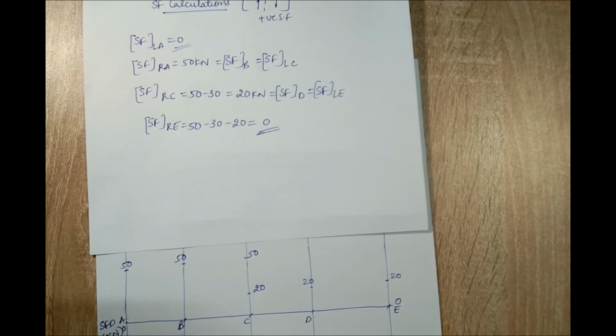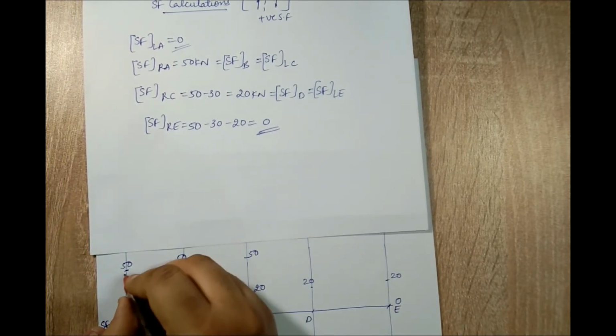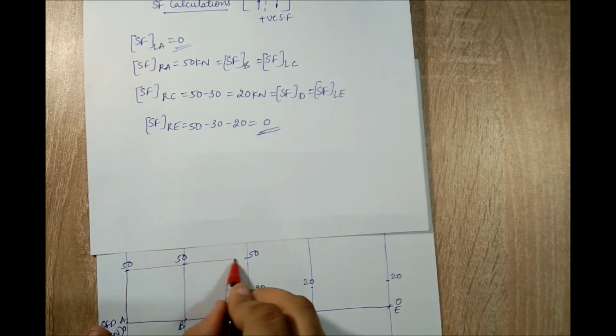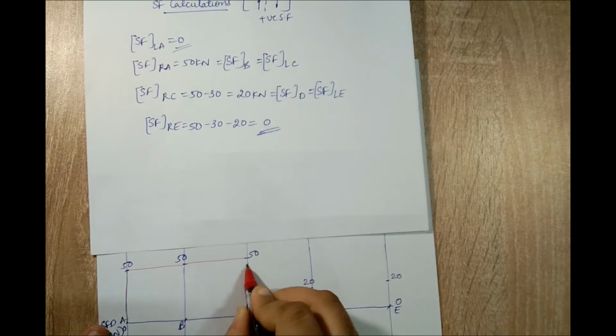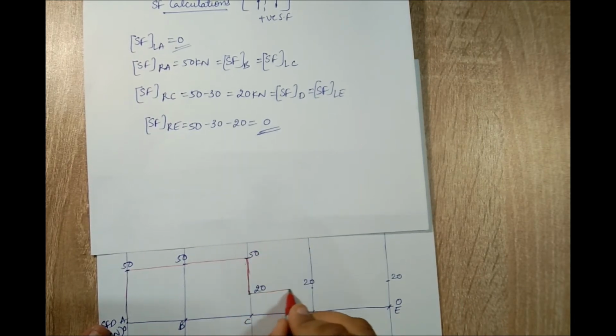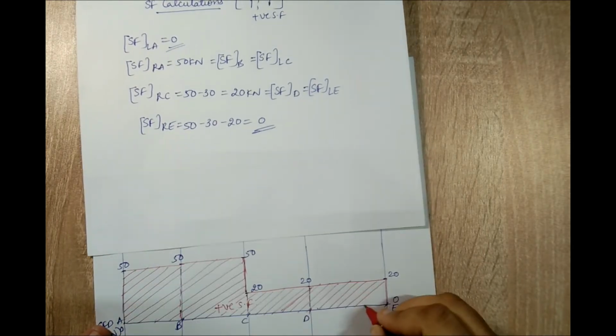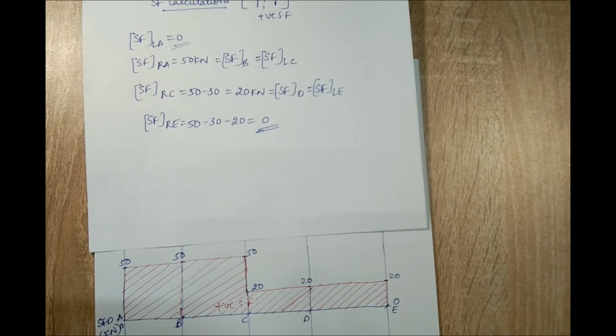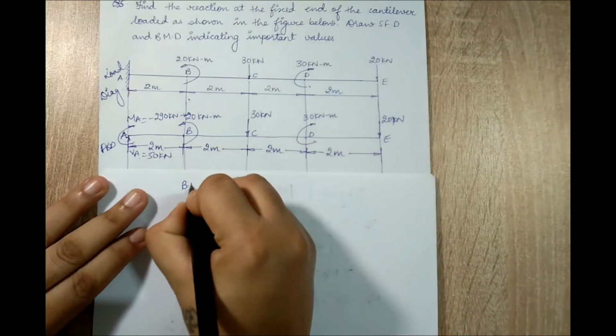Now I'll join the points. Left of A, right of A, shear force at B, shear force to the left of C, right of C. Then I have shear force at D, shear force to the left of E and shear force to the right of E. I'll join these points. And this entire thing is positive shear force. I'll draw the hatching line. So this is my shear force diagram. Next I'll go for bending moment calculations.